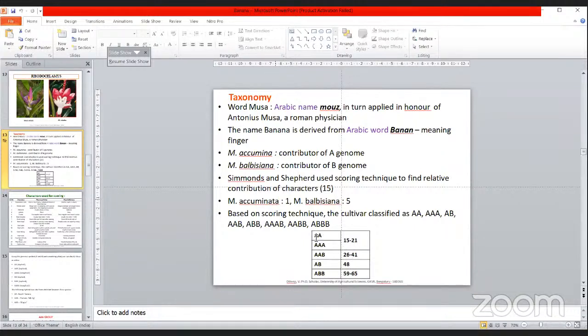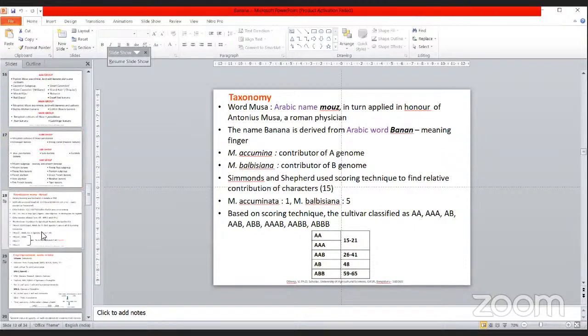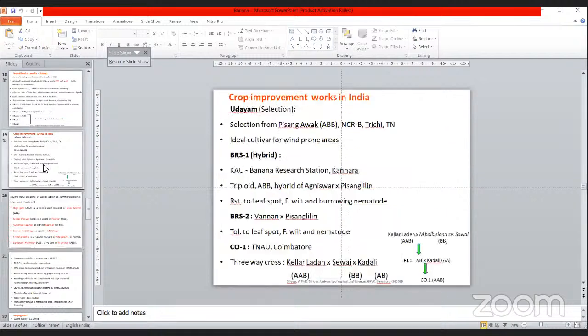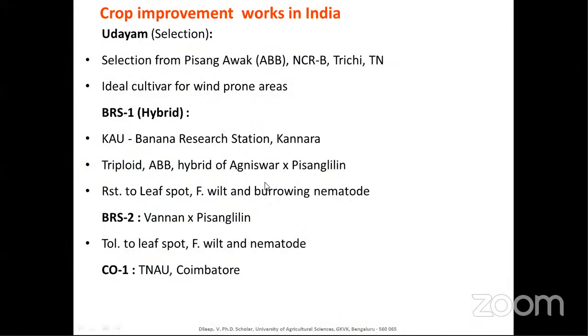This is the one I wanted to show you. It didn't display in the presentation mode. The AAA that has a score of 15 to 21, and whatever the score is less, those are accumulators. 15 to 21 is usually regarded as accumulator, and above that, 20 or 25, it is regarded as balbisiana, where the characters are more from balbisiana. Okay, so don't worry, I will give it in the notes. And where were we? Okay, yeah, we were talking about TNAU.